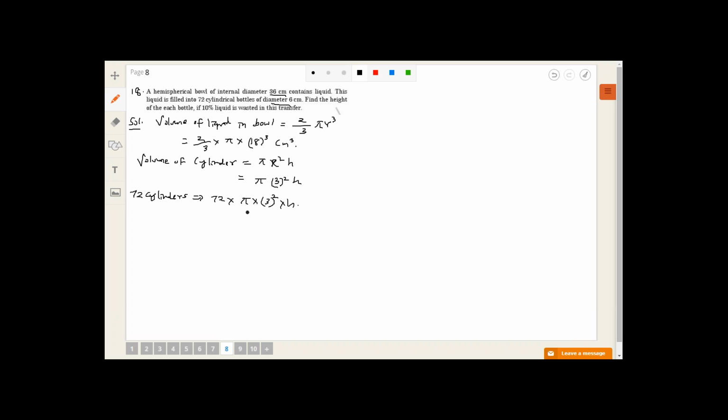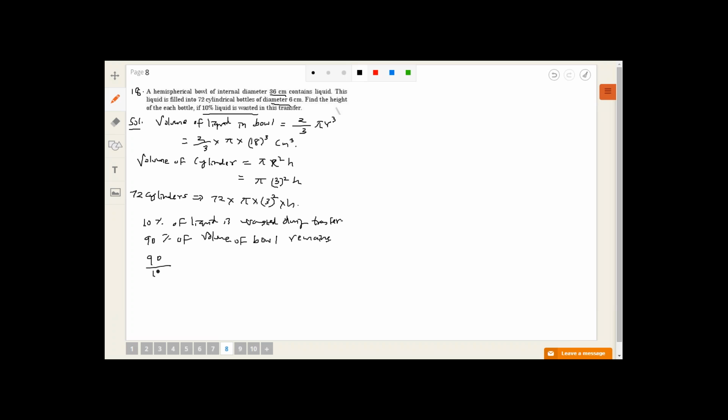Now it is given that 10% of the liquid is wasted during transfer. So the remaining 90% of the volume remains.